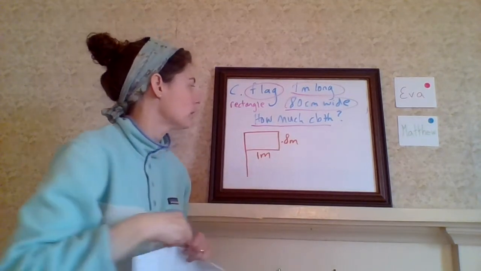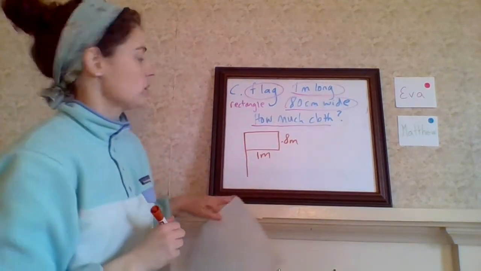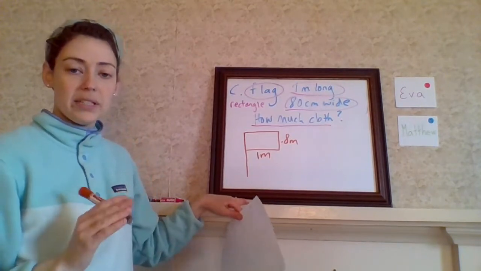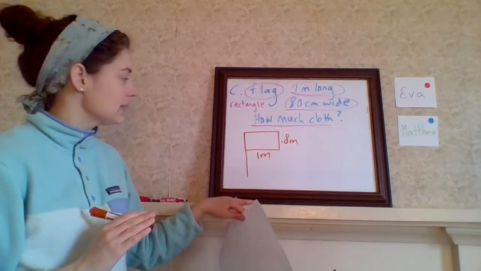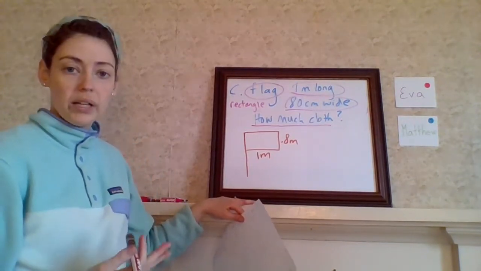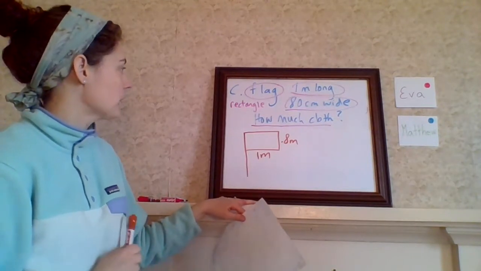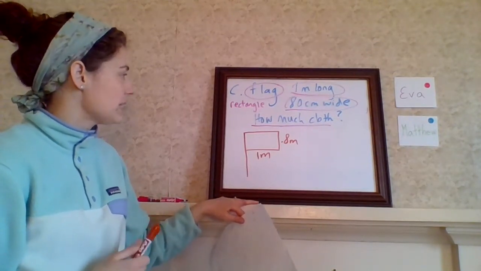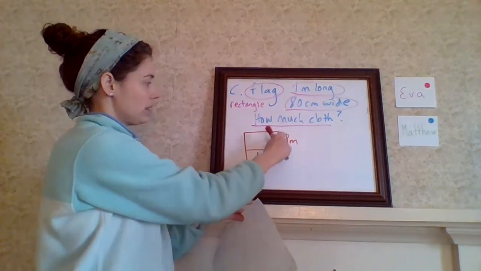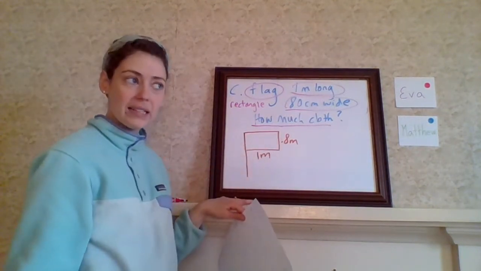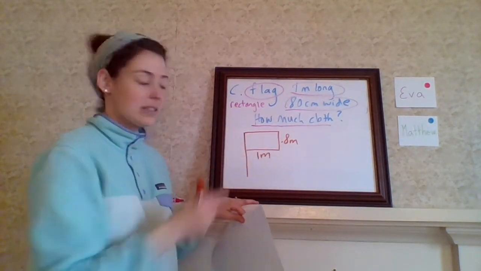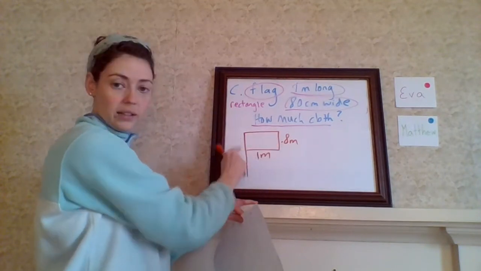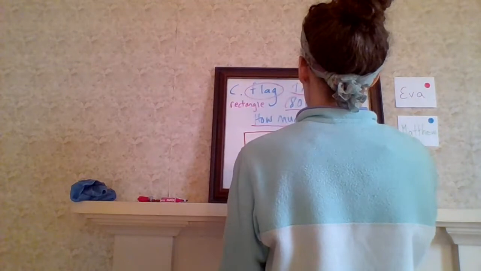And then we have to think on our 4th step, what do we do now? Now we have to decide what sort of problem this is and what formula we use to find this out. So we know it's a rectangle and we know the sides. We want to know how much cloth that is. Basically what they're asking is, what is the area of this flag?